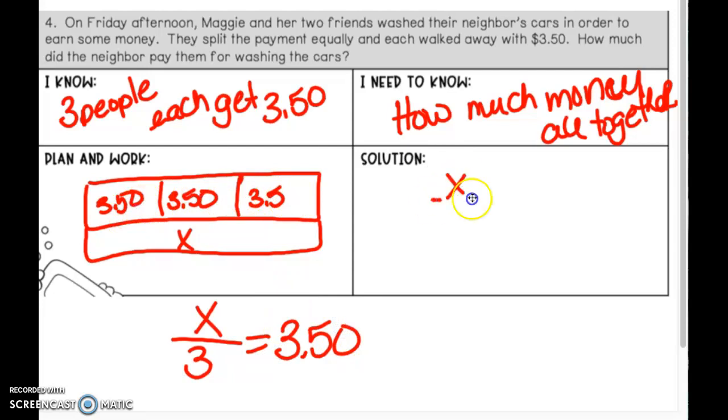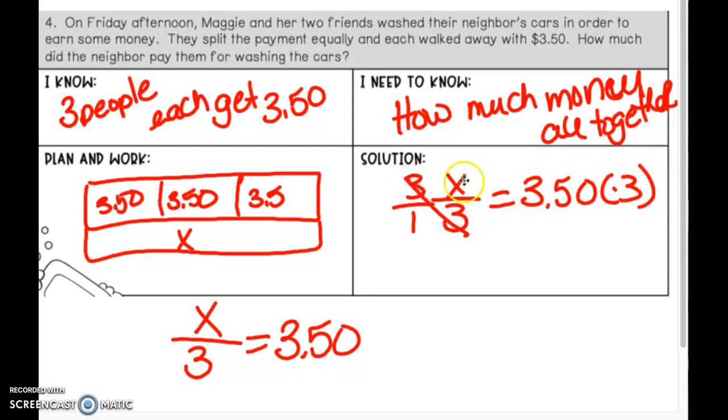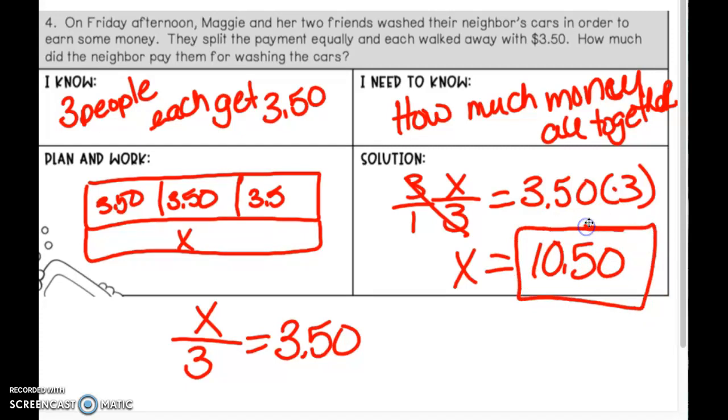Now let's actually solve this. x is being divided by 3. The opposite would be to multiply by 3. So x is equal to $3.50 times 3. That'll be $10.50. So they made $10.50 to start with.